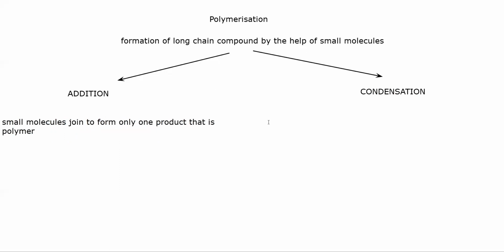But what is condensation polymerization? Here the small molecules join to form a polymer and a water molecule. Not always a water molecule, but most of the time it forms a water molecule. You can understand from the term condensation, it refers to when a vapor is changing into the liquid state. So what happens? Small molecules will join and they will form a polymer as well as a water molecule.